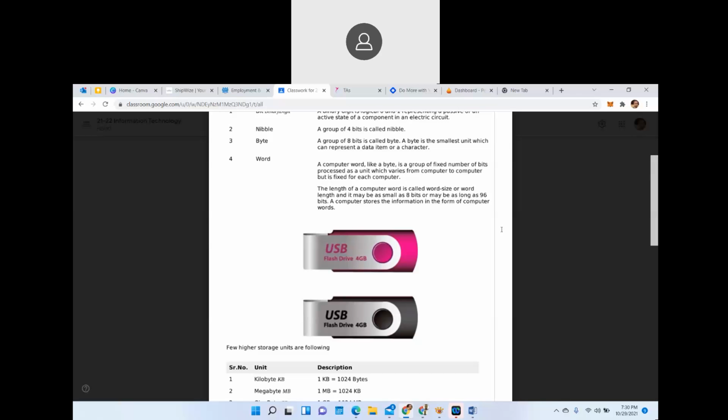Mega means million. When we talk about megabyte, we are talking about 1 million bytes. So 1 megabyte is equal to 1024 kilobytes.